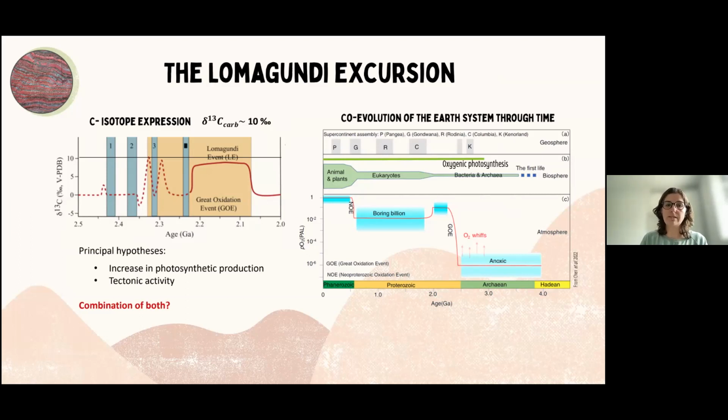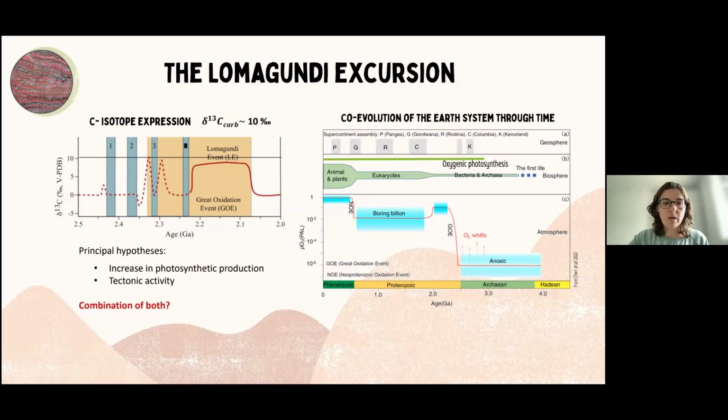This excursion was first identified in Zimbabwe, but subsequent studies revealed that it was a global phenomenon occurring in sedimentary rocks across the world. And this fact is important because we can have an idea about how the Earth system, with the interaction of these four carbon pools, works in the long term. It's a global phenomenon that covers the whole Earth. However, the drivers of this excursion, the Lomagundi, are still a topic of debate because there are two principal hypotheses. There are several, but two of them are the most relevant ones.